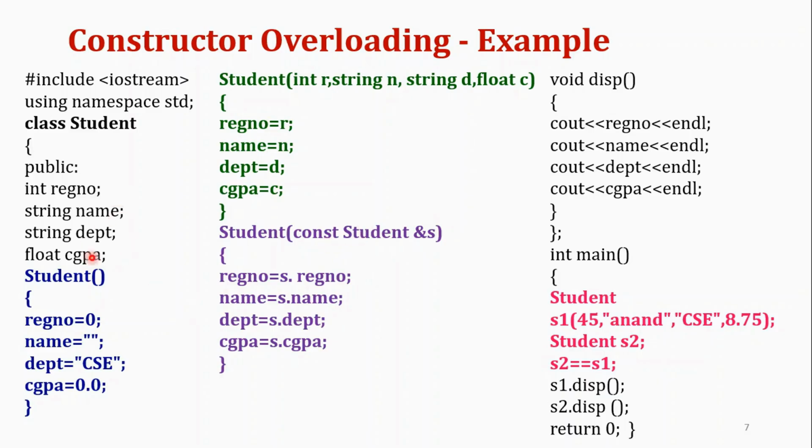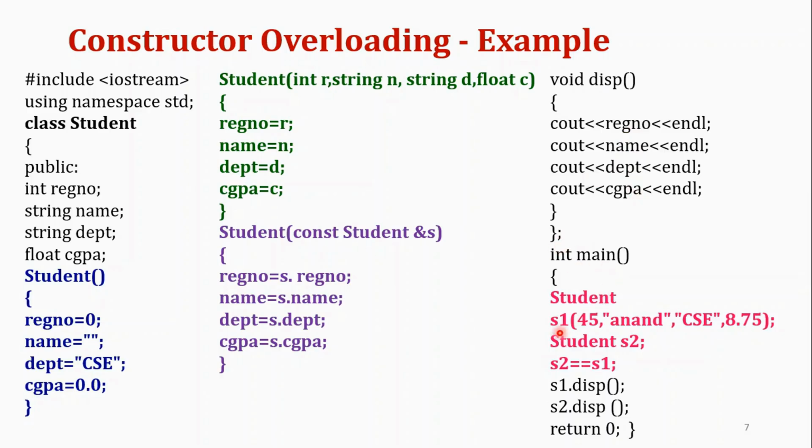So one single class can have many types of constructors. So the constructor is actually overloaded here. The constructor is implemented in different ways, right? That is what constructor overloading is. And the display function, as we saw in the previous example, displays the register number, name, department, and CGPA attributes, and then the end of the class.